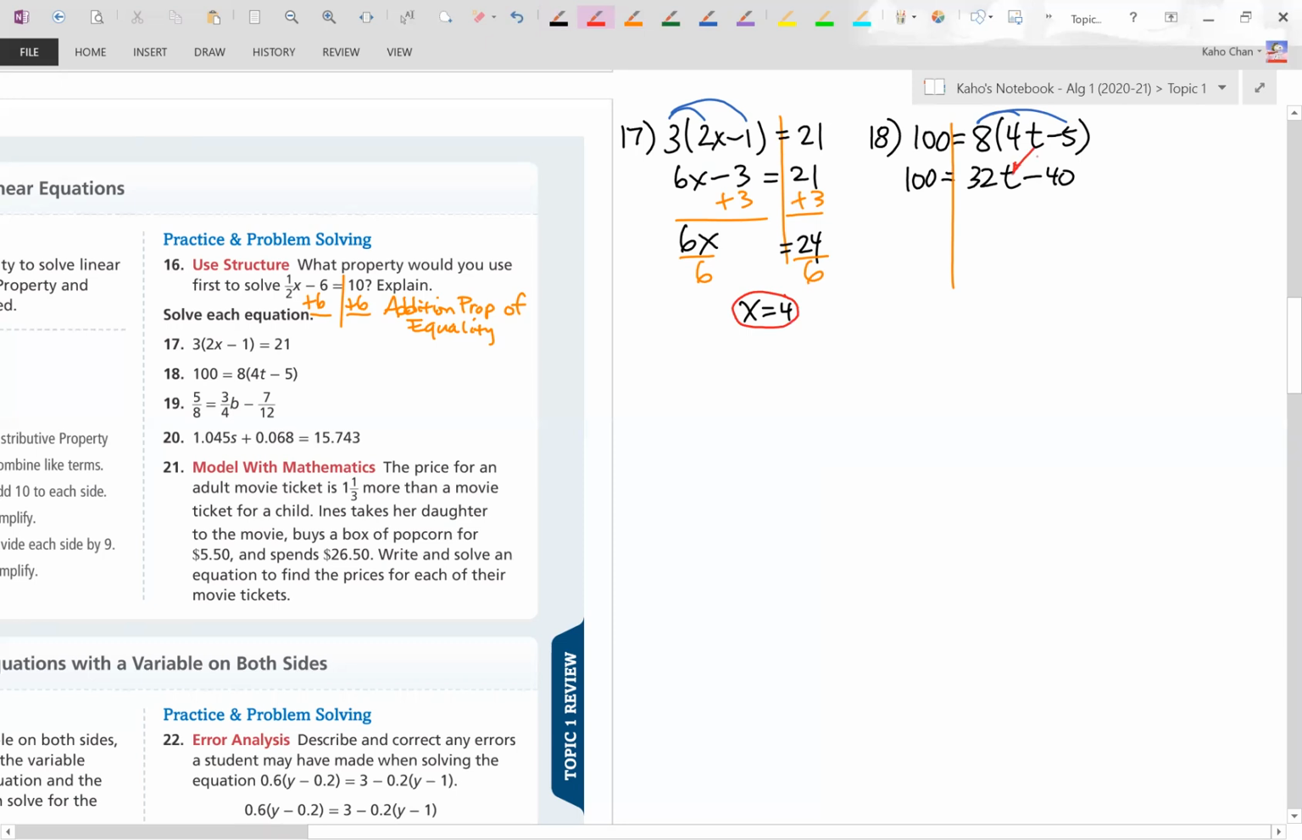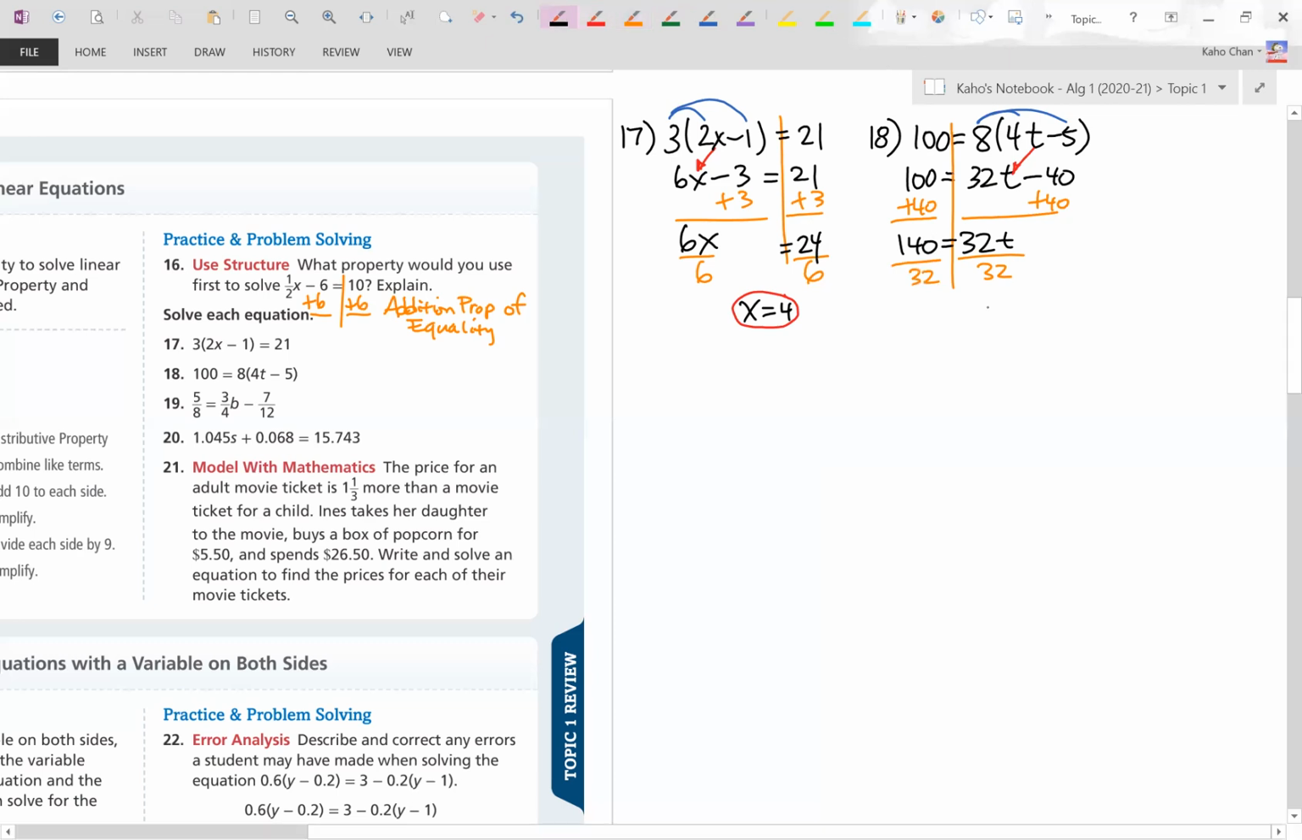Move everything away from that. Kind of like what we did on the other side with the x. Add 4 to both sides. That leaves me with 32t on the right-hand side equals 140 on the other side. Divide through by 32. I don't think 32 will go into 140 equally.